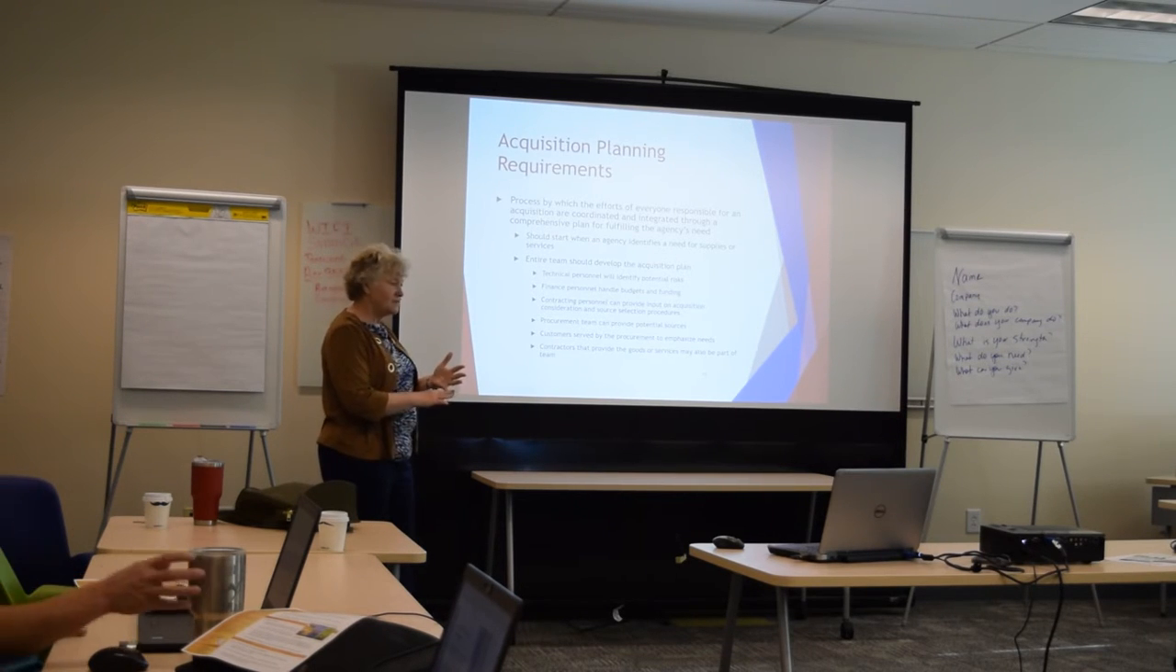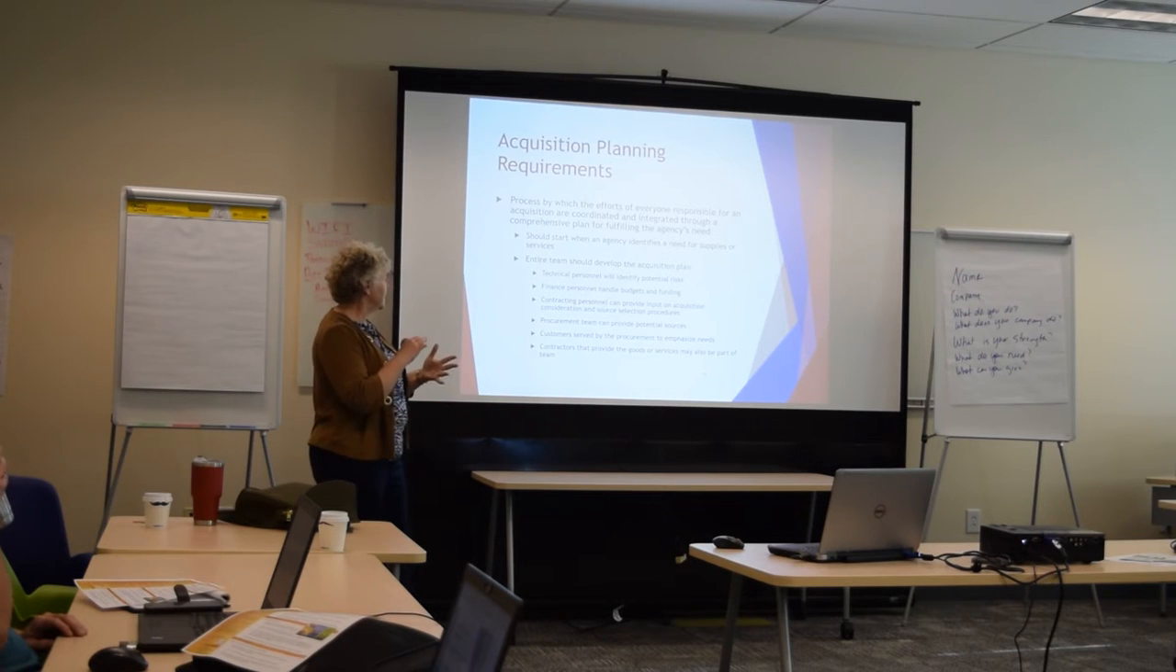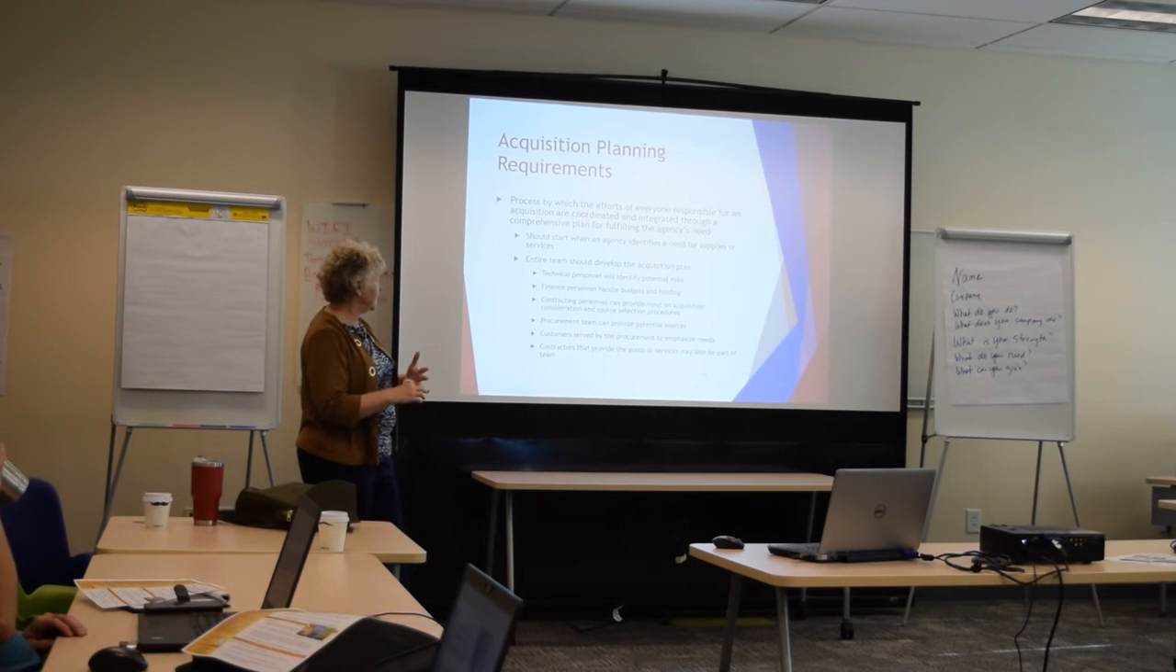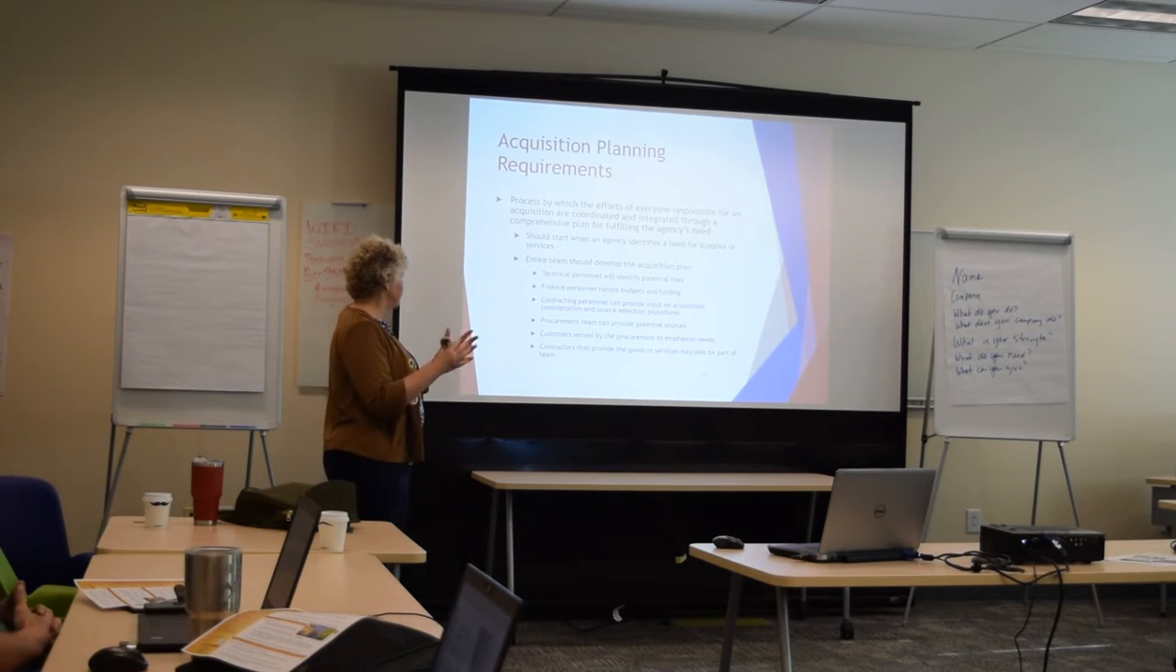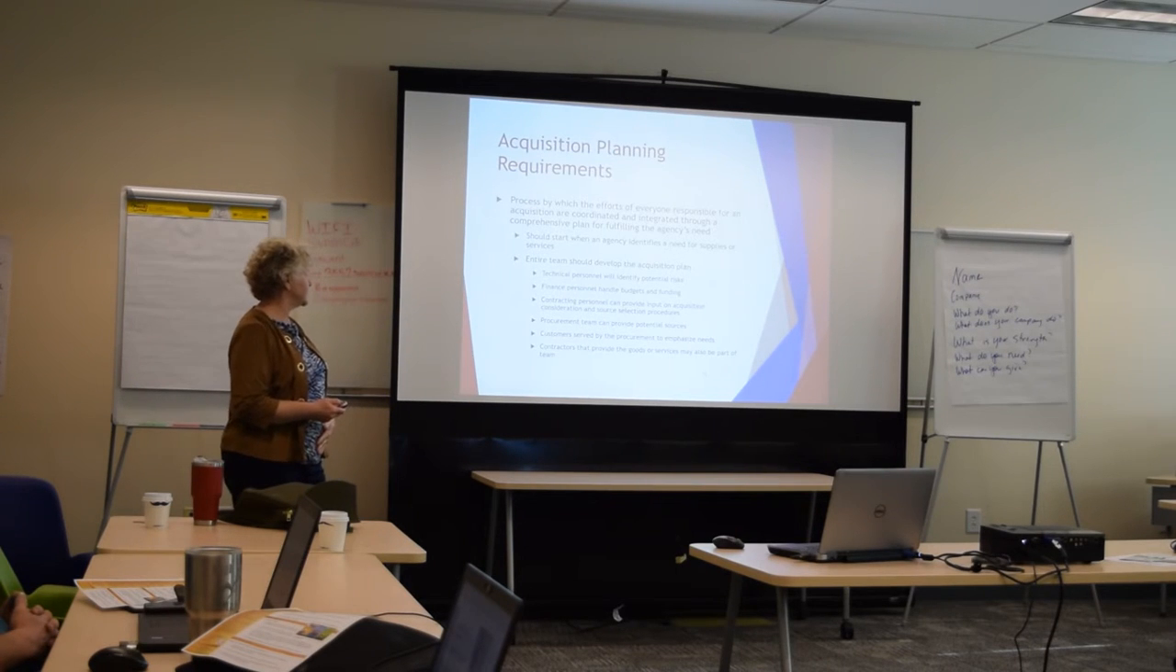So their technical people should identify potential risks. Their finance people should handle any kind of budgeting and funding. Their contracting personnel have to provide all the input into source selection and consideration. The procurement team can provide potential sources. Their customers have to get involved to tell them what they really need.